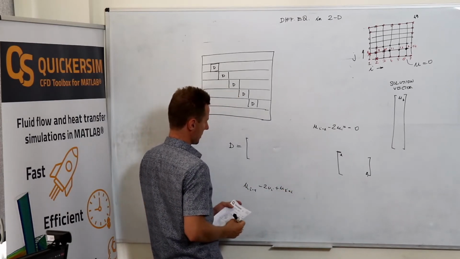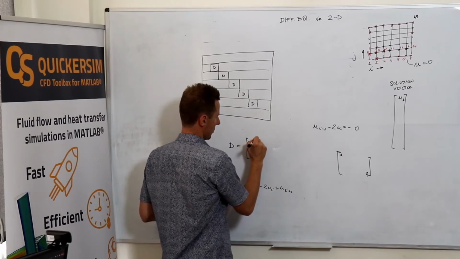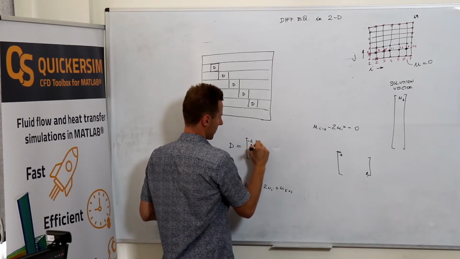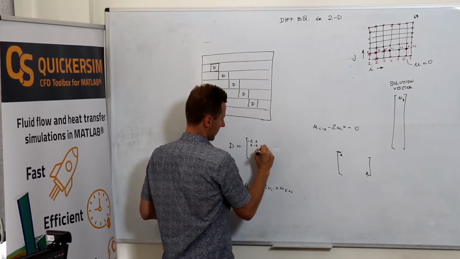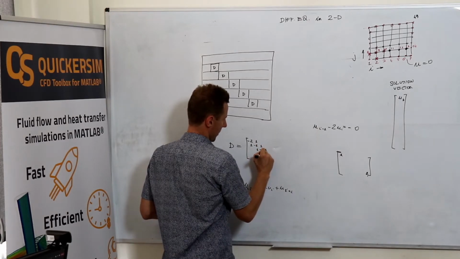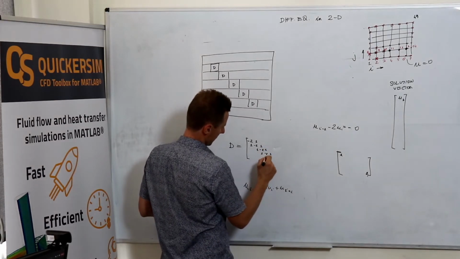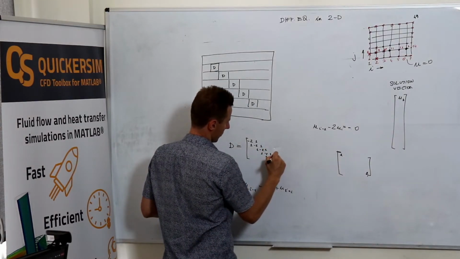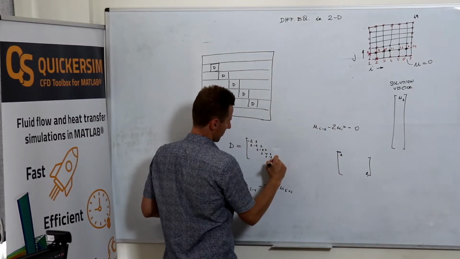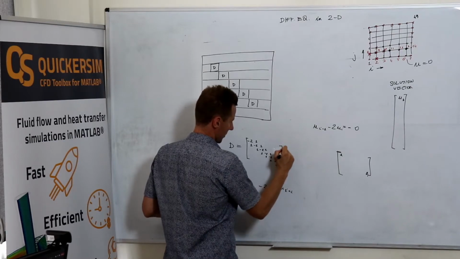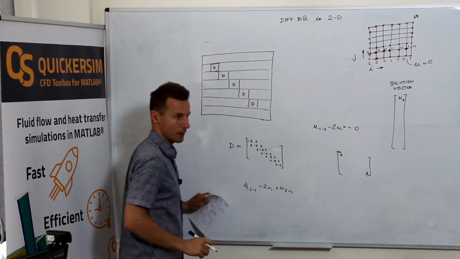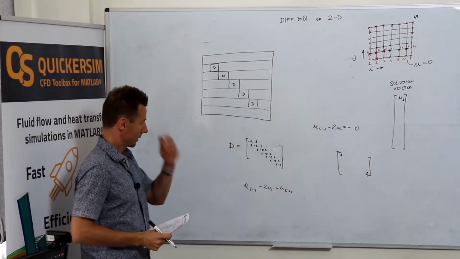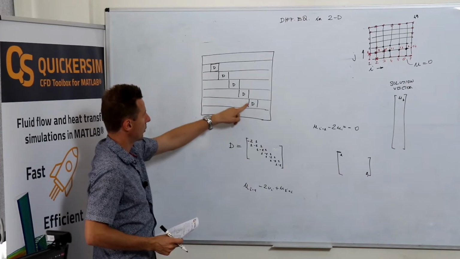So what's D? D is -2, 1, 1, -2, 1. And let's write it: -2, 1, 1, -2, 1, 1, -2, 1, 1, -2, 1, and 1, -2. That's 4, 6, 7. Okay? So that's D, and D goes everywhere here.